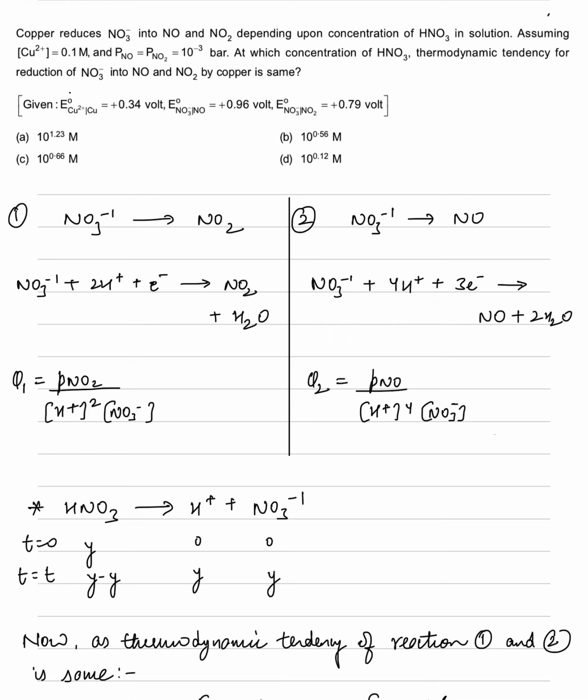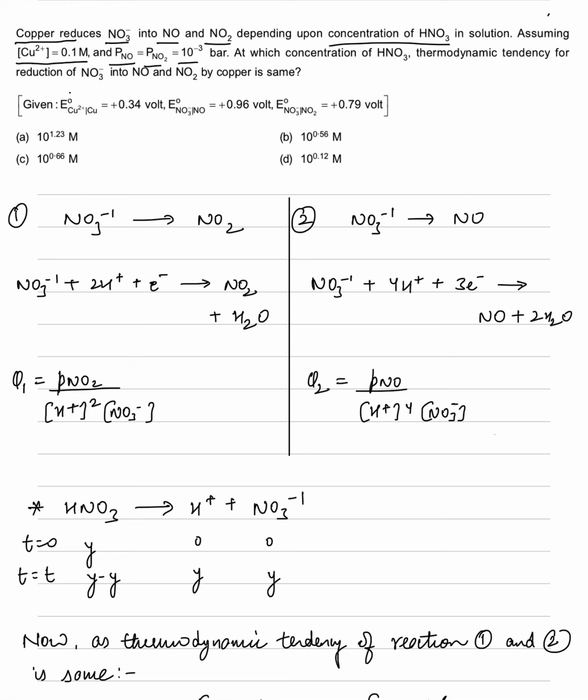The question says we are given copper and it reduces nitrate ion into nitric oxide and NO2, and it depends upon the concentration of nitric acid in the solution, right? Assuming initially we are given Cu2+ ion to be 0.1 molar and the pressure of NO and NO2 to be 10 raised to the power minus 3 bar. This is the data which is given to us.